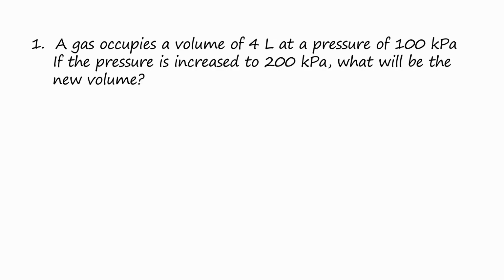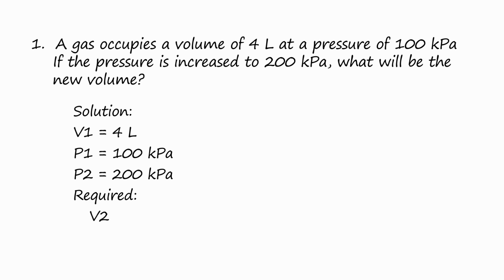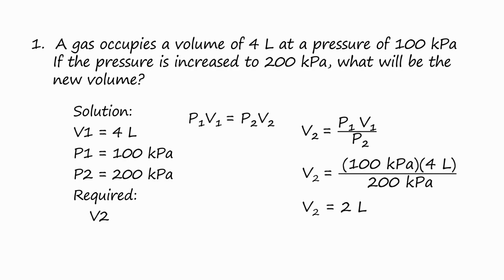Problem 1. A gas occupies a volume of 4 liters at a pressure of 100 kilopascals, and if the pressure is increased to 200 kilopascals, what will be the new volume? Solution: the initial volume V1 is 4 liters. Initial pressure P1 is 100 kilopascals, and final pressure P2 is 200 kilopascals. We need to find V2. Using Boyle's law, V2 equals P1 times V1 divided by P2. Substituting the values gives 100 times 4 divided by 200, which equals 2 liters.